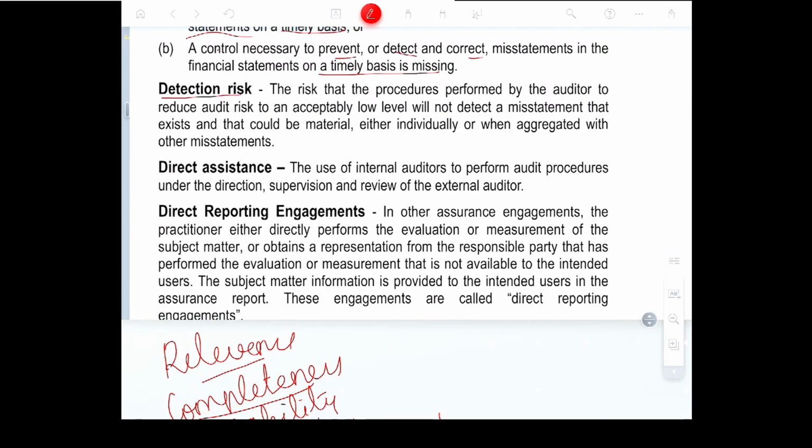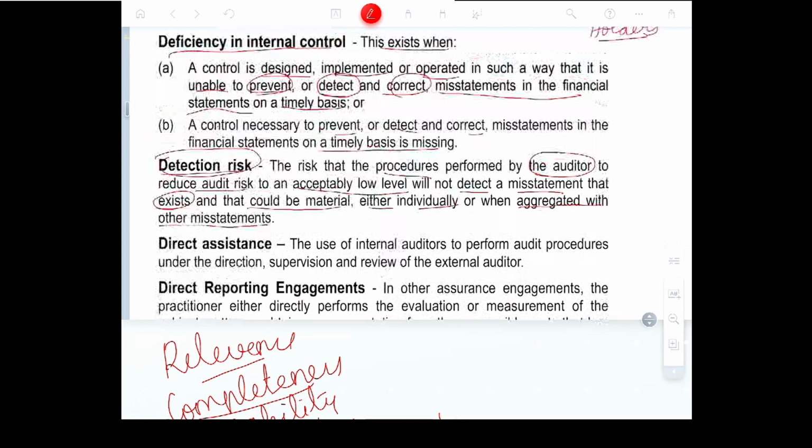Detection risk is the risk that the procedures performed by the auditor to reduce audit risk to an acceptably low level will not detect a misstatement that exists and that could be material, either individually or aggregated with other misstatements. Detection risk is with the auditor.